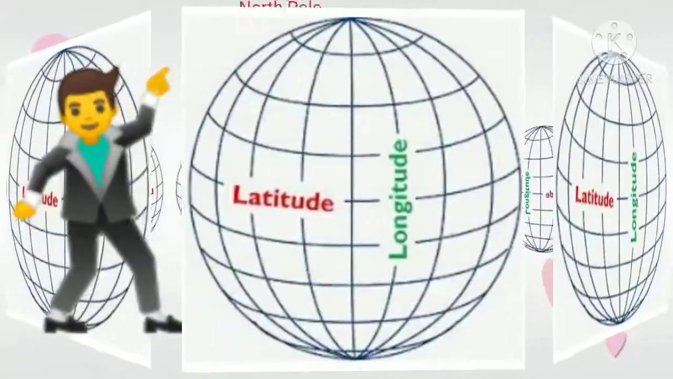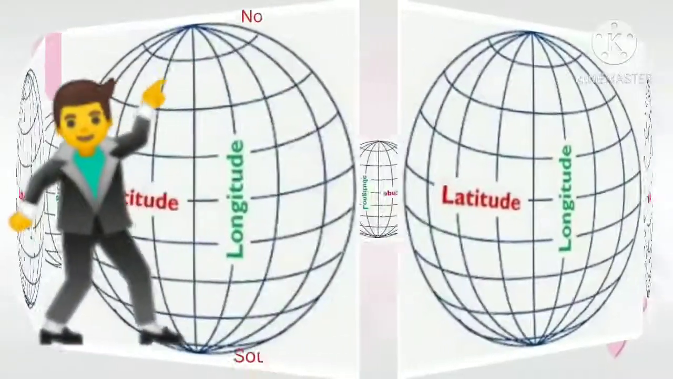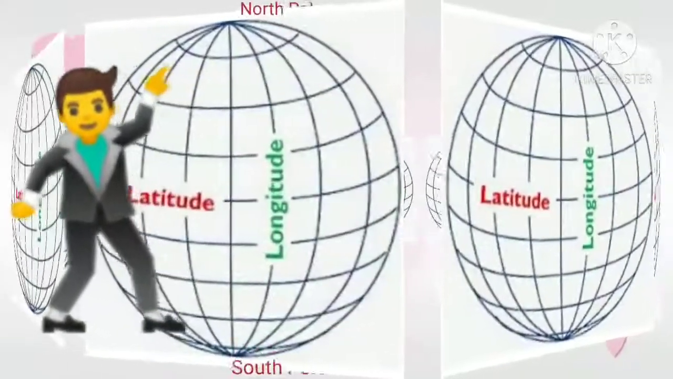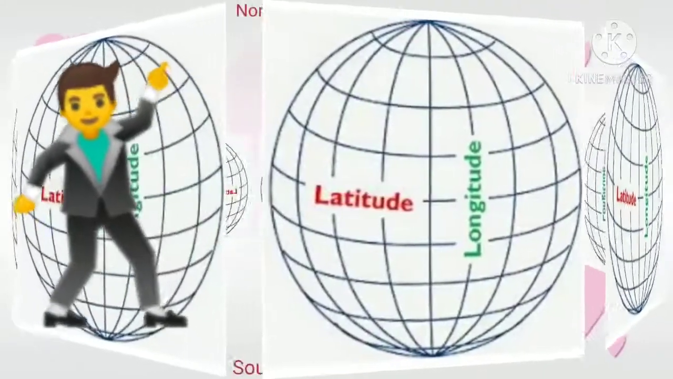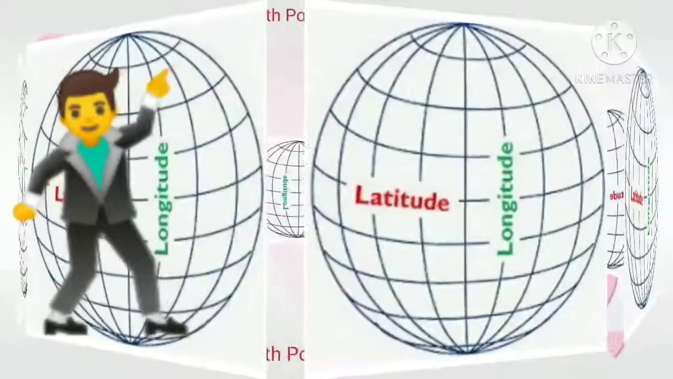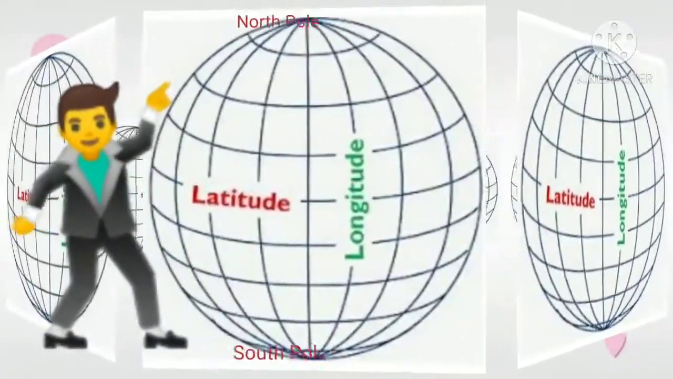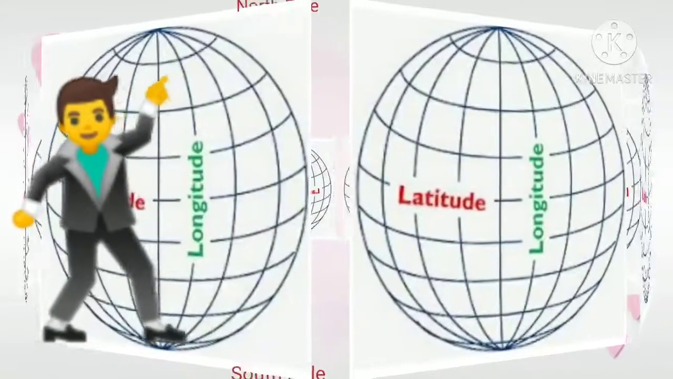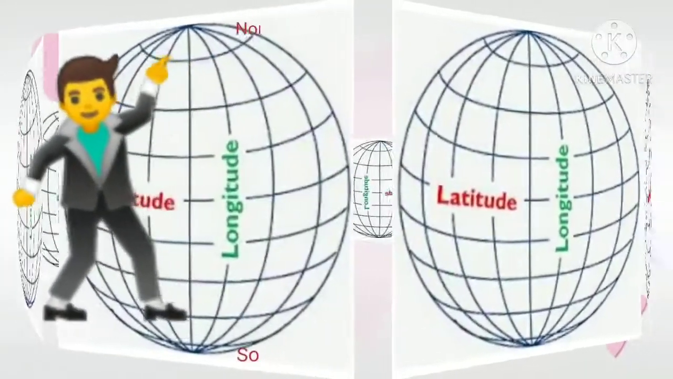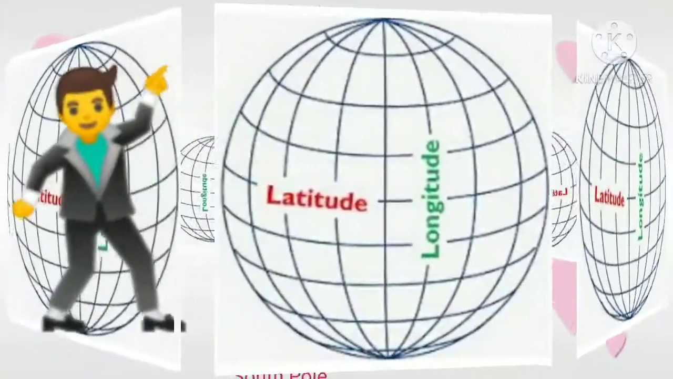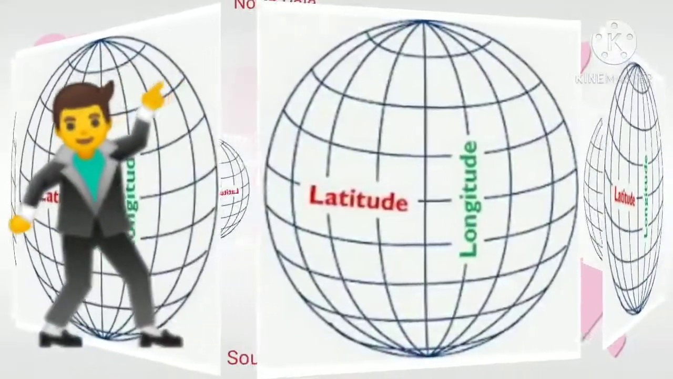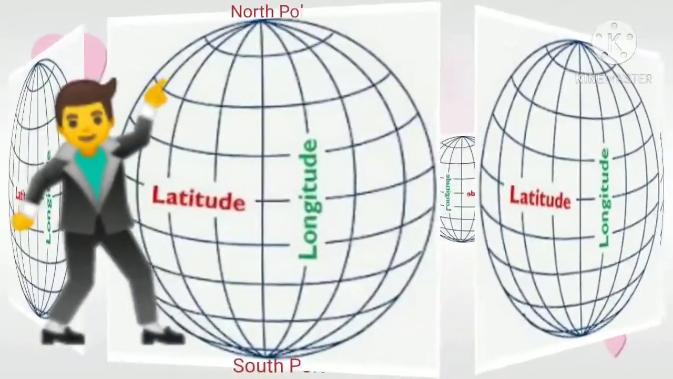So let us see. Latitude means those imaginary lines running from east to west, and longitude means those imaginary lines running from north pole to south pole. Now, if we observe, the earth is rotating around itself in one day, that means 24 hours.